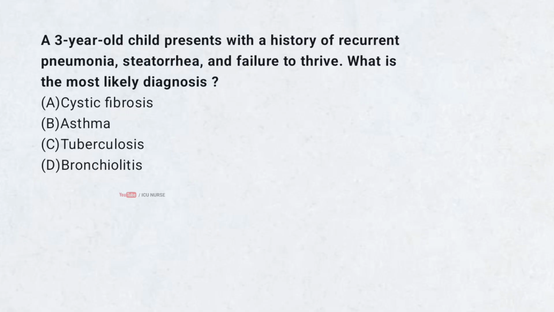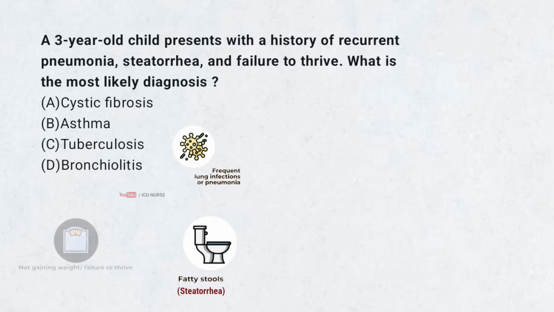A 3-year-old child presents with a history of recurrent pneumonia, steatorrhea, and failure to thrive. What is the most likely diagnosis? A. Cystic fibrosis. B. Asthma. C. Tuberculosis. D. Bronchiolitis. Correct answer A. Cystic fibrosis.